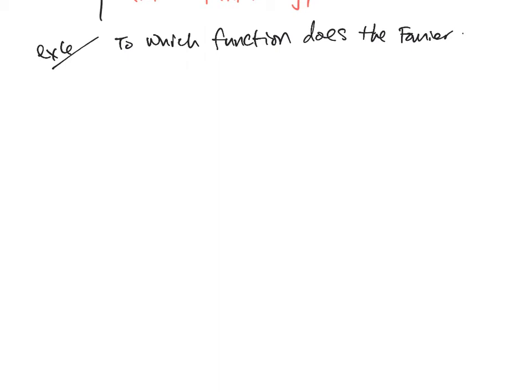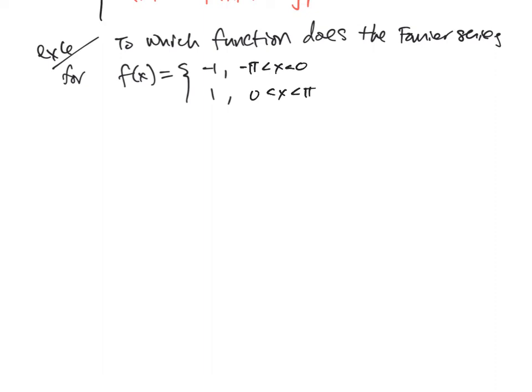And this is going to be example 6 in the section. It's asking, to which function does the Fourier series for f of x equals -1 and 1, on negative pi to 0 and 0 to pi, converge? So the theorem tells us that the Fourier series will converge to f exactly wherever f is continuous.